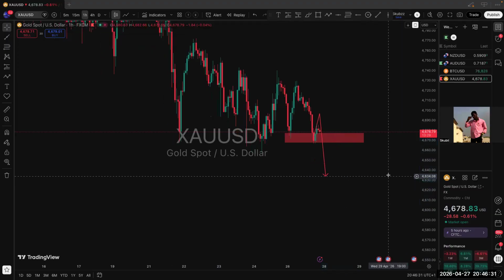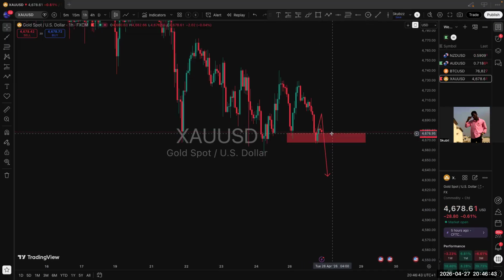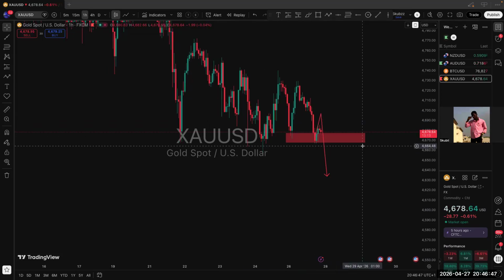Now, what if we don't get that? What if we just continue inside the range? I really don't trade ranging markets, so I'm going to leave it. Do you understand? Until we see that shift. So for now, what I'm looking for is still sell opportunities. But before I sell, I want to see price break this low to the downside. Are you guys getting the whole idea?